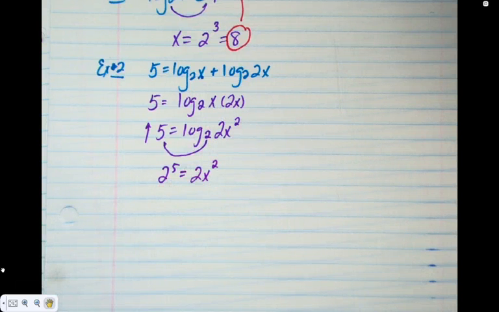The reason we need that step, it's the only way to get rid of a log in an equation. There's no other way. We can't divide by it. We can't multiply by it. That's the only way to make a log disappear. Okay, solve for x. What do you want to do?